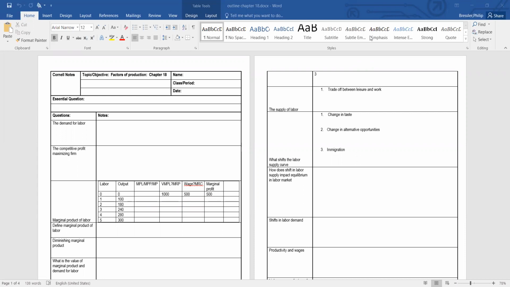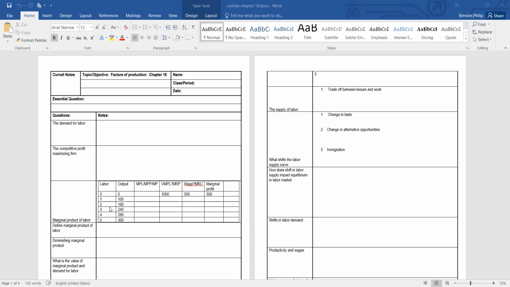All right, define marginal product of labor. It's the increase of output from an additional input, which is usually labor. Increase in amount of output from an additional input, which is usually labor. If you look at that chart from 1 to 2, it's the additional output, 80, for the additional input of labor going from 1 to 2.